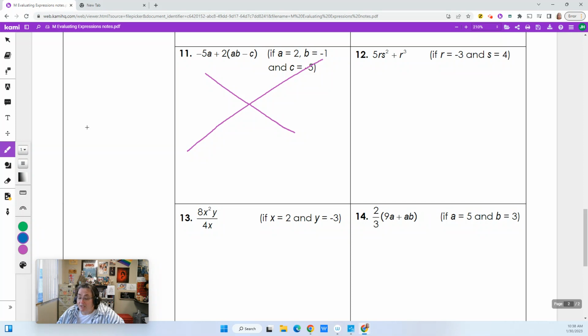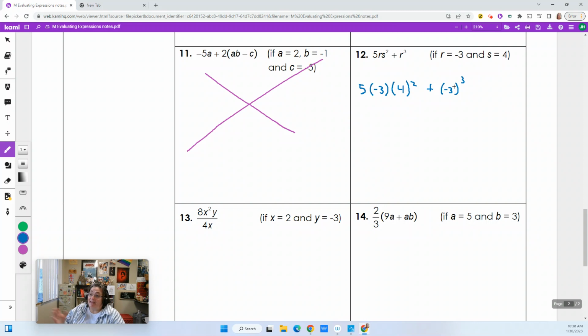So if I'm plugging just the numbers in, I'm going to do it in parentheses to isolate them, to remind ourselves that they're a multiplication. So if I have 5 times R, well, that's negative 3. And then that is times S squared, but S is 4. And then we're going to square it. Plus R cubed, well, that's going to be negative 3 to the 3rd power. That's negative 3 times negative 3 times negative 3, when we're talking about a cube, right?